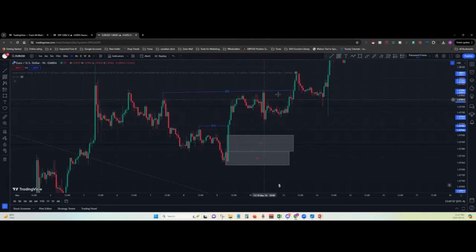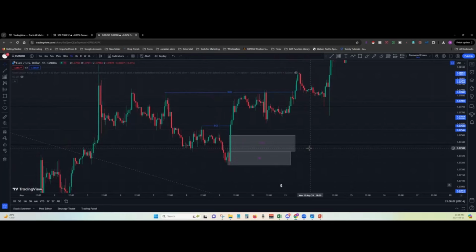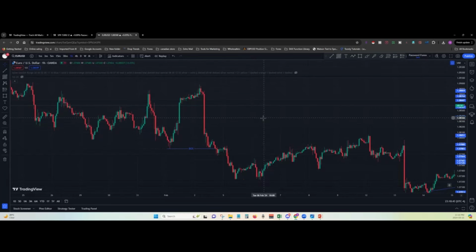So there was a valid order block, as you can see, right here. An impulsive move, breaking the structure, leaving the fair value gap, making this order block a valid order block. Let me show you the example of the bearish order block right away. Okay, folks, here's the example of a bearish order block.